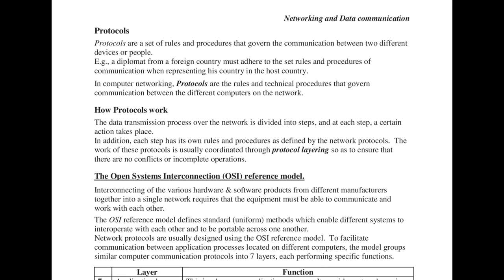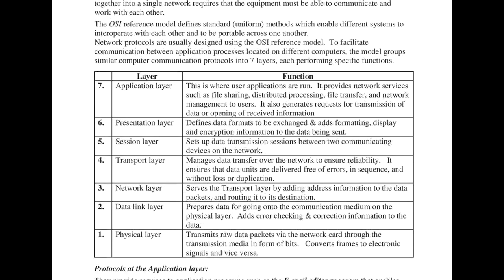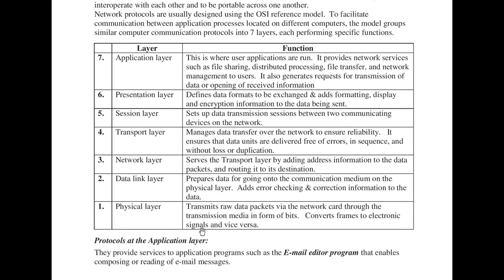And they are arranged in a stack called the Open System Interconnection, or OSI model. At your free time, you can just try to look at the OSI model. It has 7 layers: the physical layer, the data link layer, network layer, transport layer, session layer, presentation layer, and application layer. There is a function of each layer. So at your free time, just go through the OSI model.